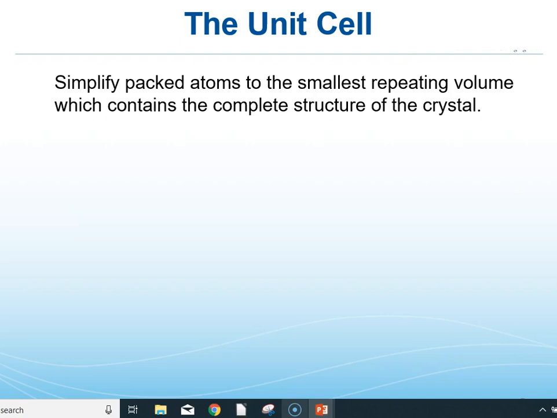The unit cell. This is probably the most fundamental characteristic of any type of crystal structure. This is the fundamental unit. In polymers, the equivalent would be the repeat unit. This is basically a simplification of the packed atoms to, and here's the definition, the smallest repeating volume which contains the complete structure of the crystal. So it's the smallest unit you can go to that, if you just repeated it endlessly in all three directions, you'd build the whole crystal.